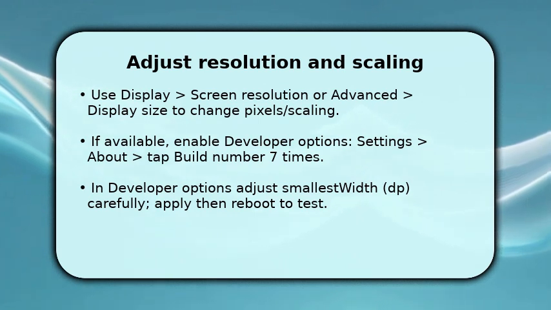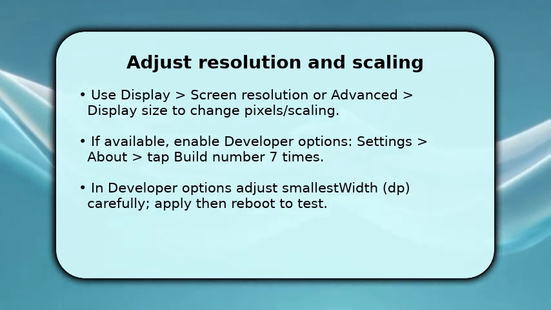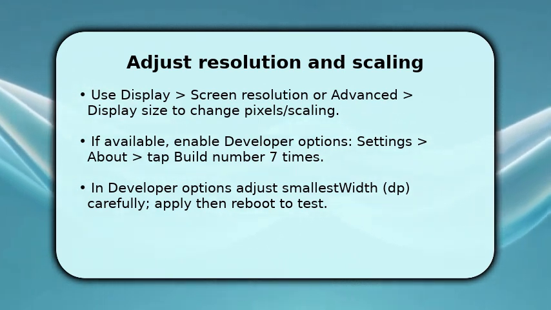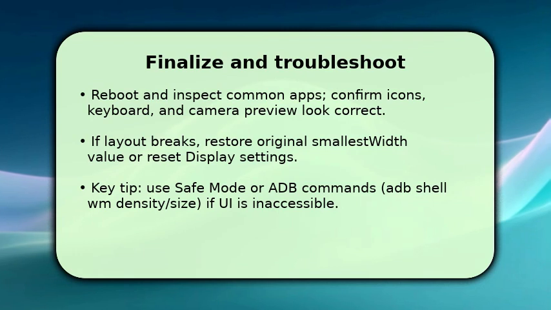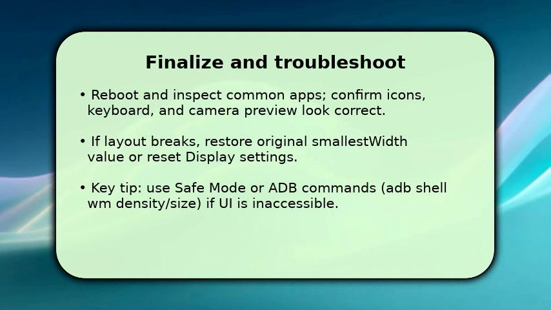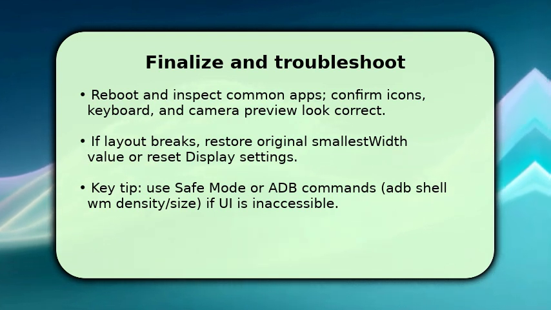This method changes how many CSS pixels the system. Finish by rebooting and testing multiple apps to ensure icons, keyboard, and camera preview display correctly. If something appears clipped or apps misbehave, immediately revert to the original smallest width or reset display settings to default.